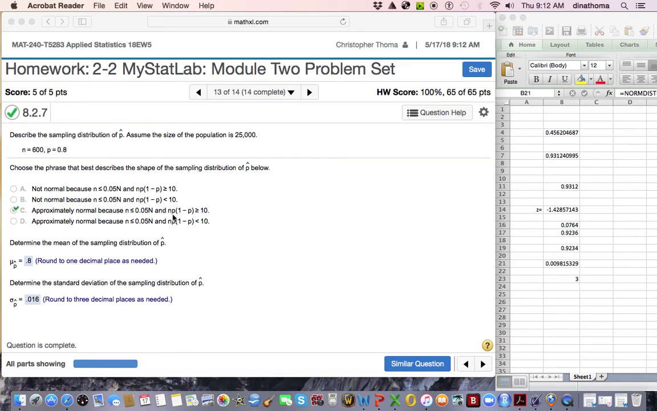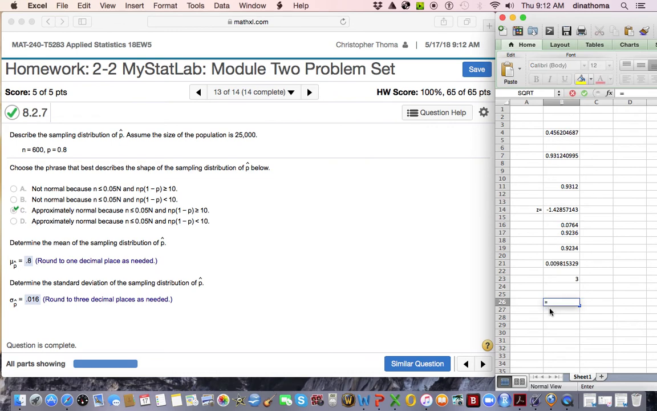And n times p times 1 minus p, so 600 times 0.8 times 0.2, has to be greater than 10. If you want to check these, just go into Excel. So 0.05 times big N, which is 25,000, equals 1250. 600 is less than 1250, so I've met the first rule. Second rule: n, which is 600, times p, 0.8, times 1 minus p, or q, which is 0.2, is 96. 96 is greater than 10, so we are good to do this analysis. These are the checks you have to do.